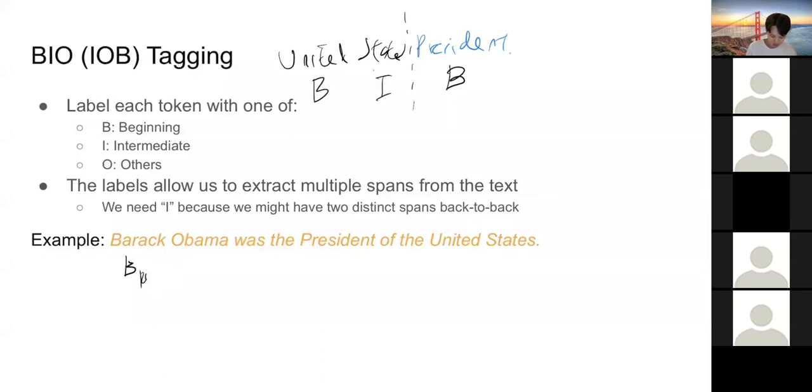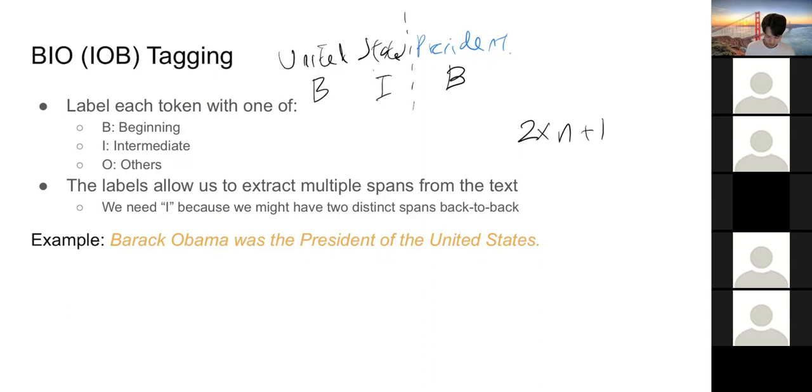So it's not actually three-way classification, because if we have person, location, and country, then we'll have three kinds of B. We also need three kinds of I. We only have one O. So what does that mean? If we have three classes of spans, then the number of token classes is two times the number of span classes plus one, right? Because we have to account for B and I for each class, and one for O. Simple math.